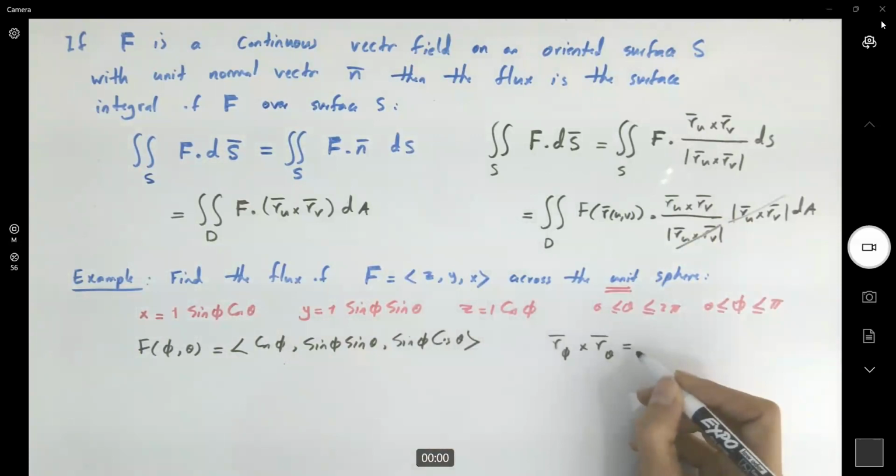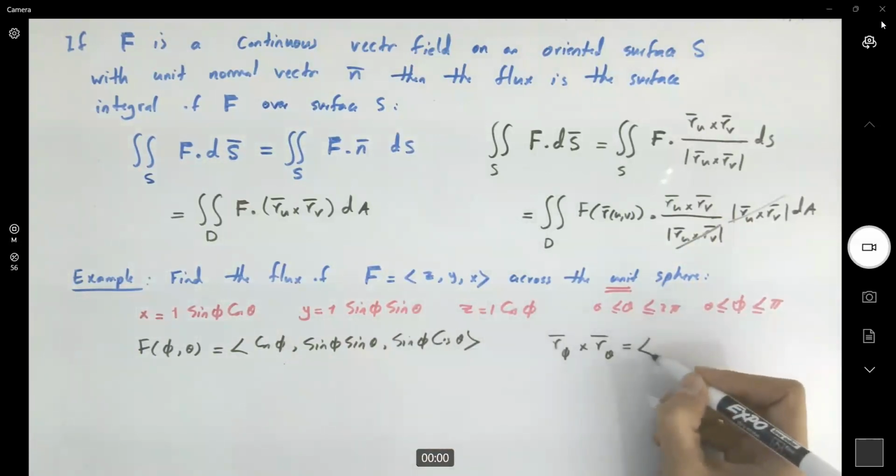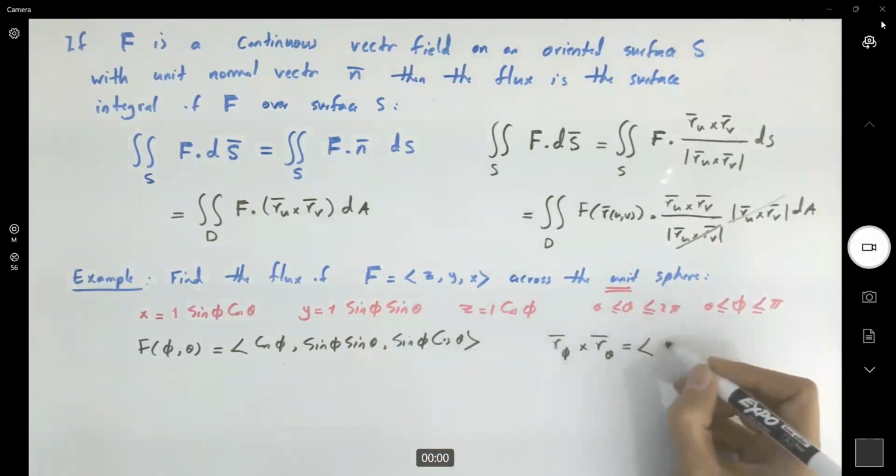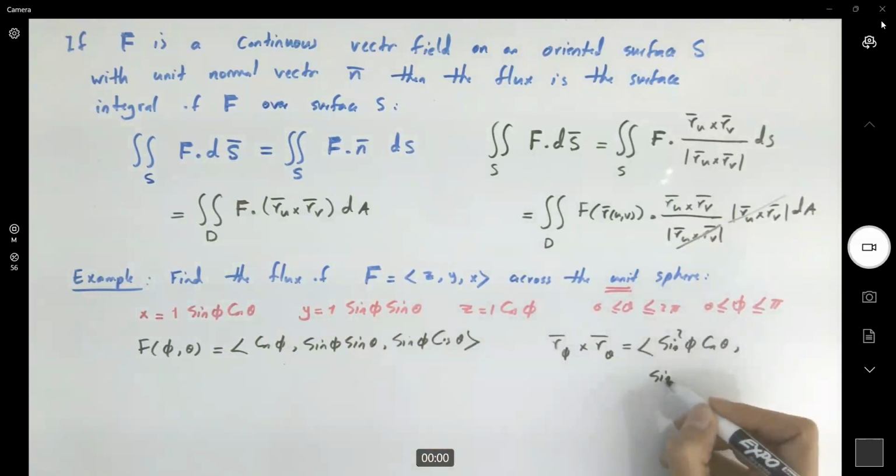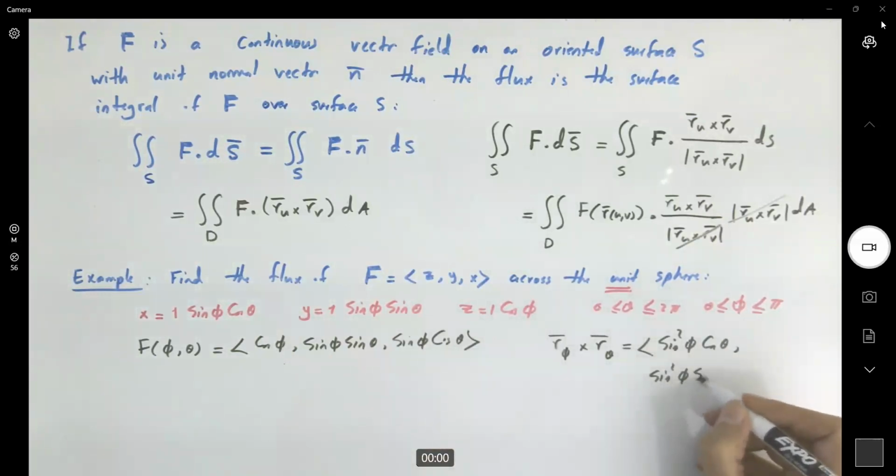is equal to the vector sine squared phi cosine theta, sine squared phi sine theta, and finally you have sine phi cosine phi.